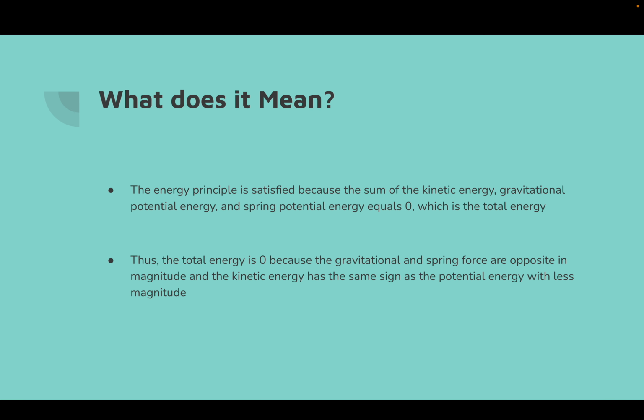So what does this mean? Well, the energy principle is satisfied because the sum of the kinetic energy, gravitational potential energy, and spring potential energy equals zero, which is the total energy. So the total energy is zero, which means it satisfies the energy principle.